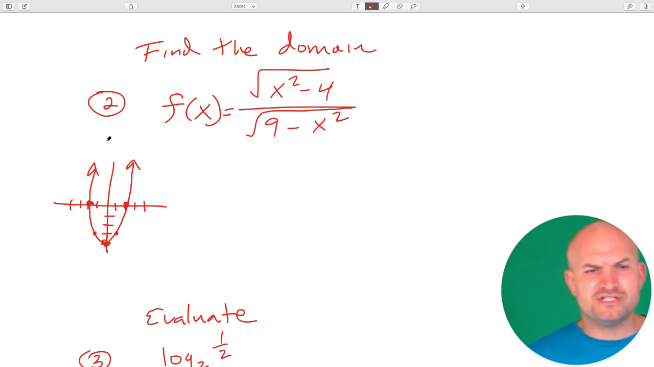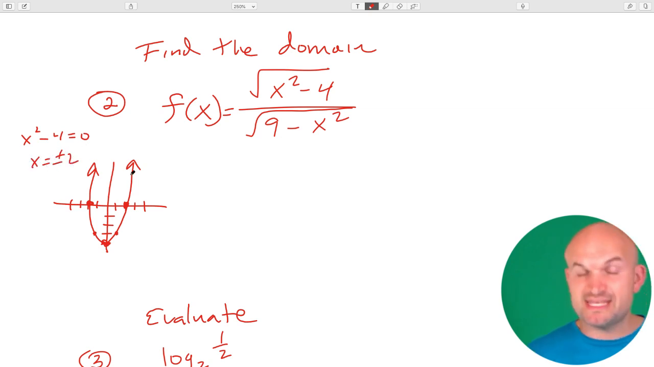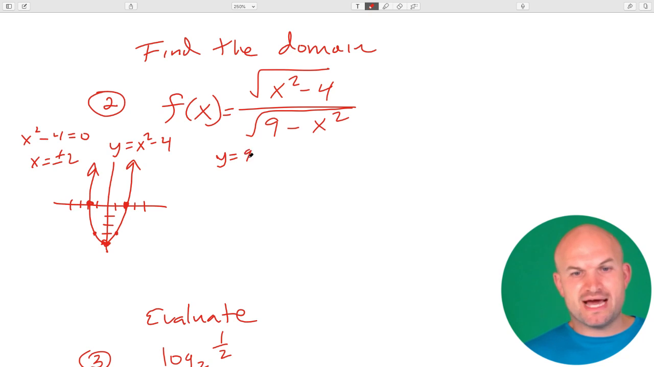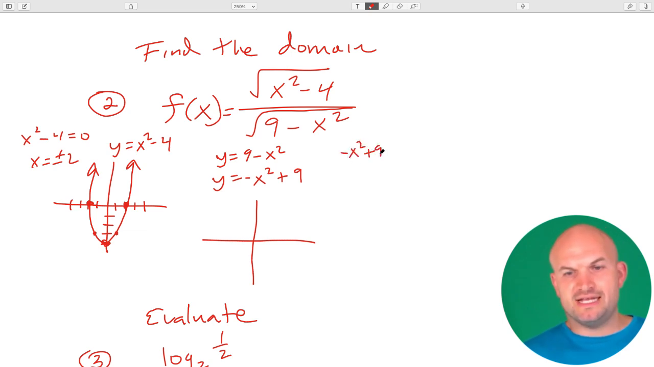And you could find your solutions by the graph if you aren't sure I did that right. Just set x squared minus 4 equal to 0, and then you can say x equals plus or minus 2. Those are the x-intercepts, the solutions to the graph. So that was the graph y equals x squared minus 4. Now let's go to the other graph, y equals 9 minus x squared, which is probably easier to graph as negative x squared plus 9. If we set negative x squared plus 9 equal to 0, you can see x equals plus or minus 3.